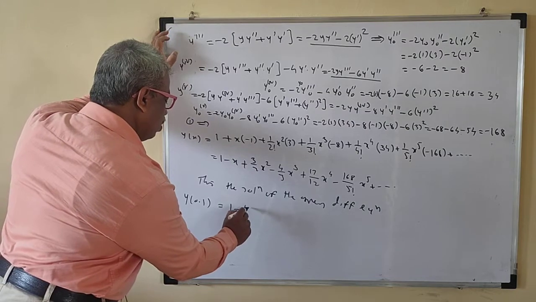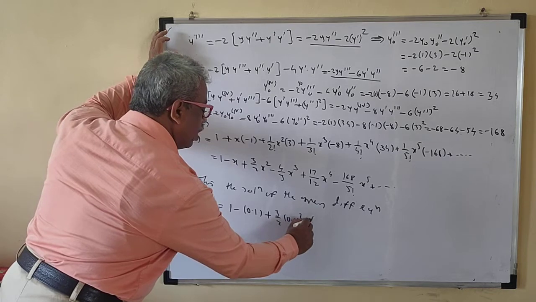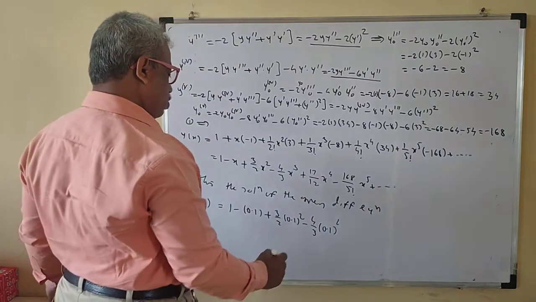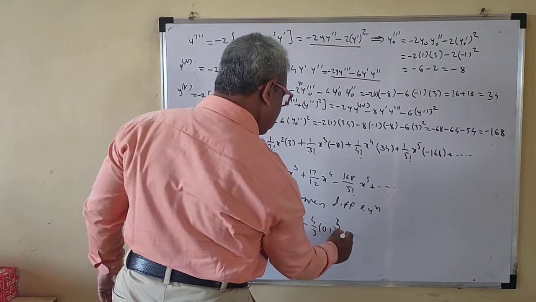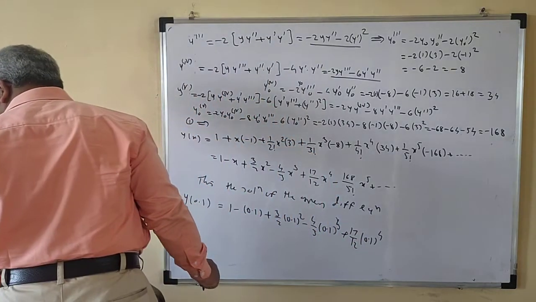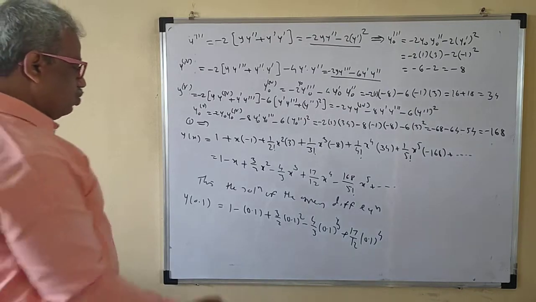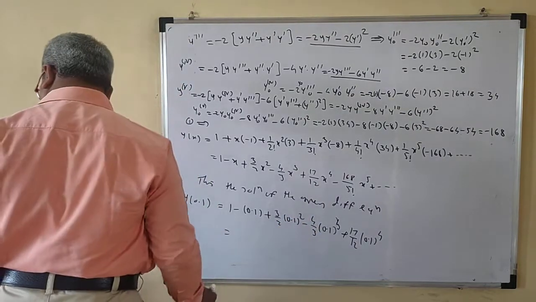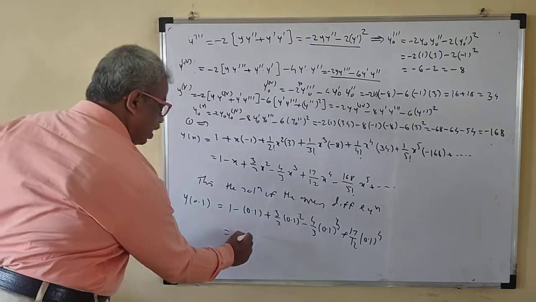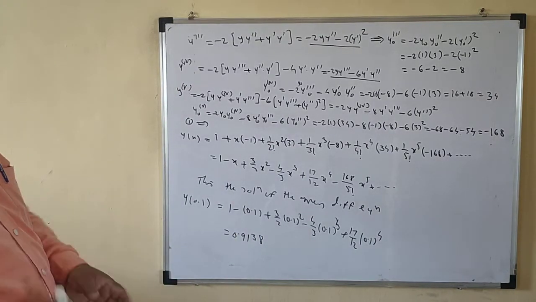Just I will write here 0.1 plus 3 by 2 into 0.1 square minus 4 by 3 into 0.1 raised to 3 plus 17 by 12 into 0.1 raised to 4. Up to 4 decimal places you have to find this one. With the help of a scientific calculator you can do this. So it will be 0.1938. I hope that you understand this one, how to solve this.